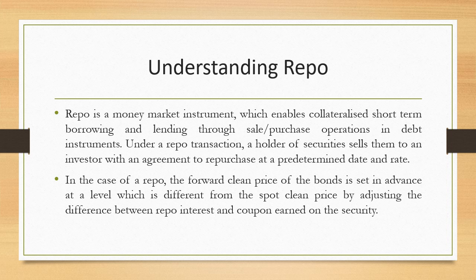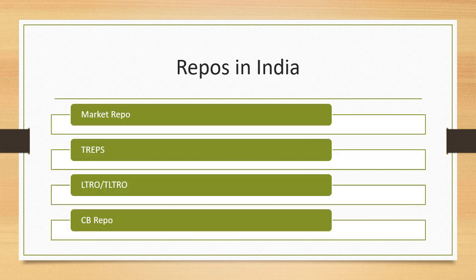You are adding two components. One is the repo interest, and second is the coupon of the security on which repo has been done. Okay, so what are the types of repos that you will see in India? So India has one repo that happens between RBI and banks, and that is under LAF, which is the liquidity adjustment facility.